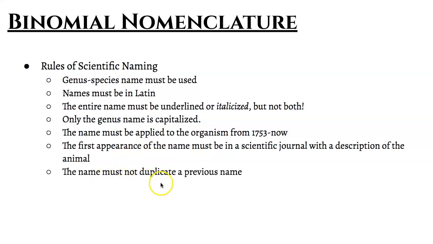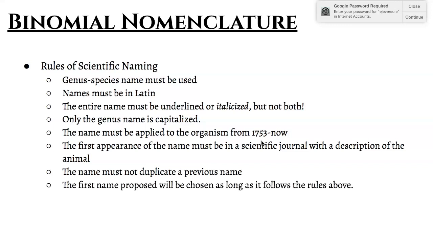And again, the name must not be a duplicate of a previous name. Let's stick with our dinosaur example for now. Let's say I discover a new species of raptor, and I want to name it Tyrannosaurus rex, Tyrant Lizard King. Well, if nobody has already named it that yet, I can do that, no problem. However, if I look through the scientific journals and see that somebody already named an animal Tyrannosaurus rex, then I can't do it.